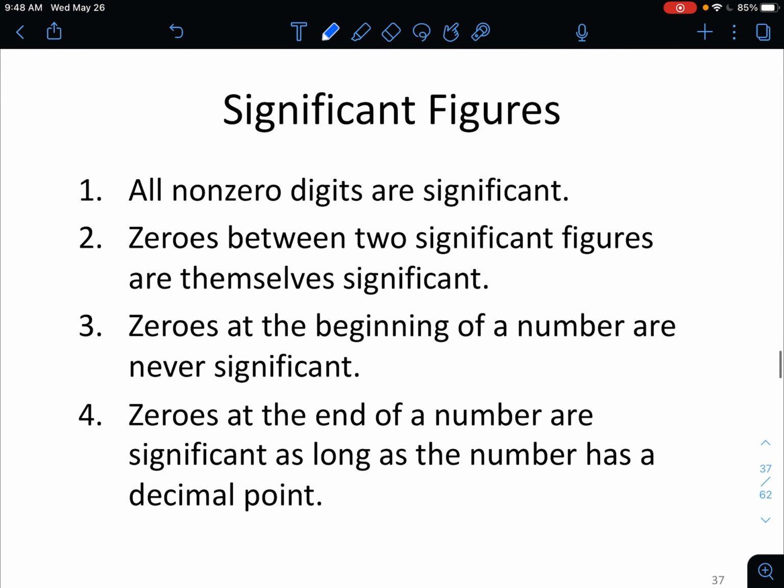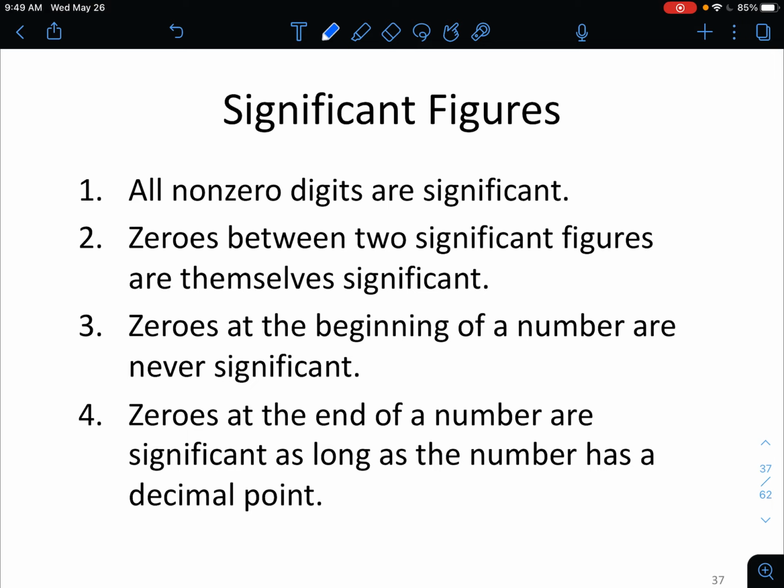So we'll start by defining how we can identify the significant figures in a particular value. So here I'll just tell you the four main rules, and then on the next slide we'll look at some examples. So first, all non-zero digits in my number are significant. Obviously talking a lot about zero here. Zeros that are between two significant figures are significant.